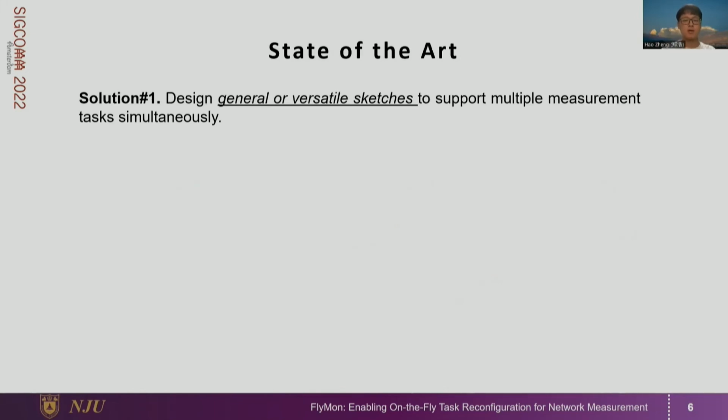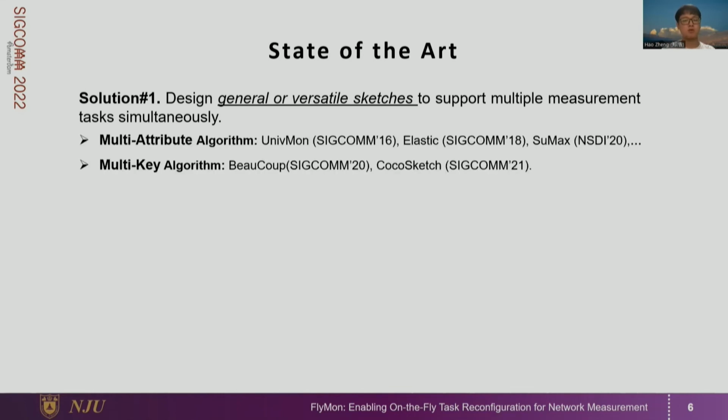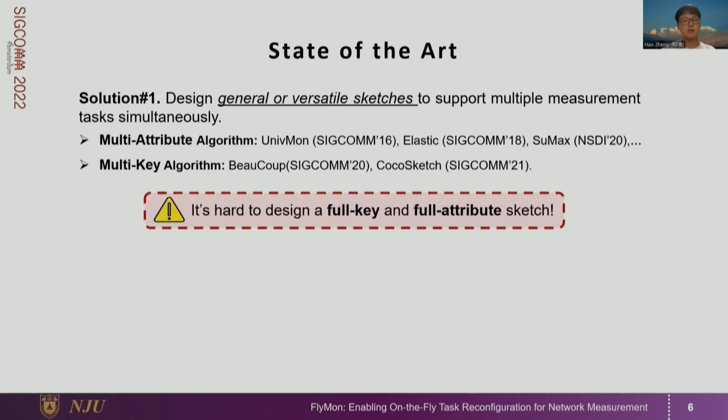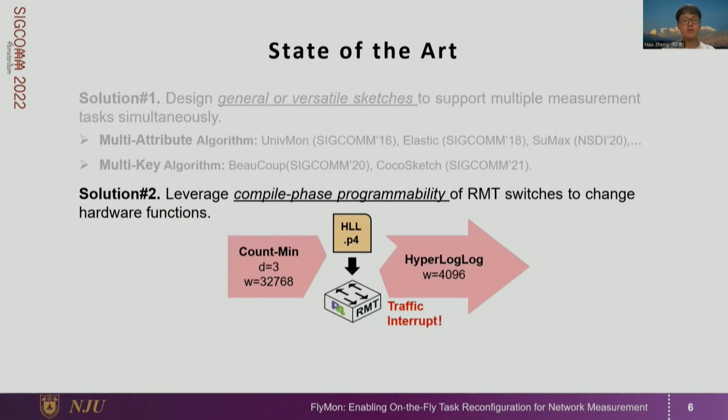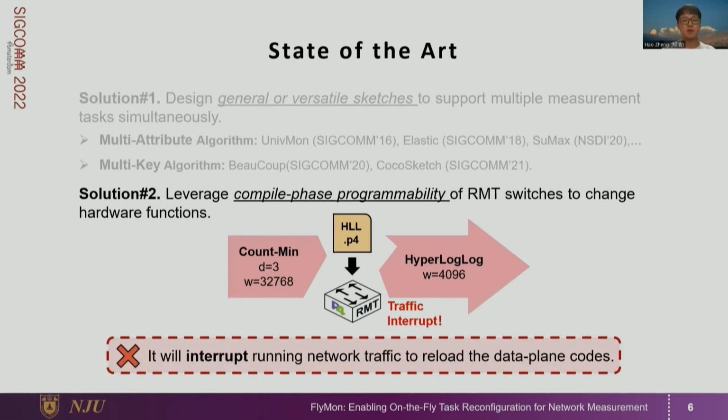Existing works make great contributions to support more tasks in switches. The first kind of solution is to design general or versatile sketching algorithms. They can be divided into multi-attribute algorithms and multi-key algorithms. However, it's hard to design a full-key and full-attribute sketch. The second kind of solution is to use the compile-time programmability of RMT switches to change the hardware functions. However, it will interrupt running network traffic to reload the data plane code, so it is unacceptable for online monitoring.